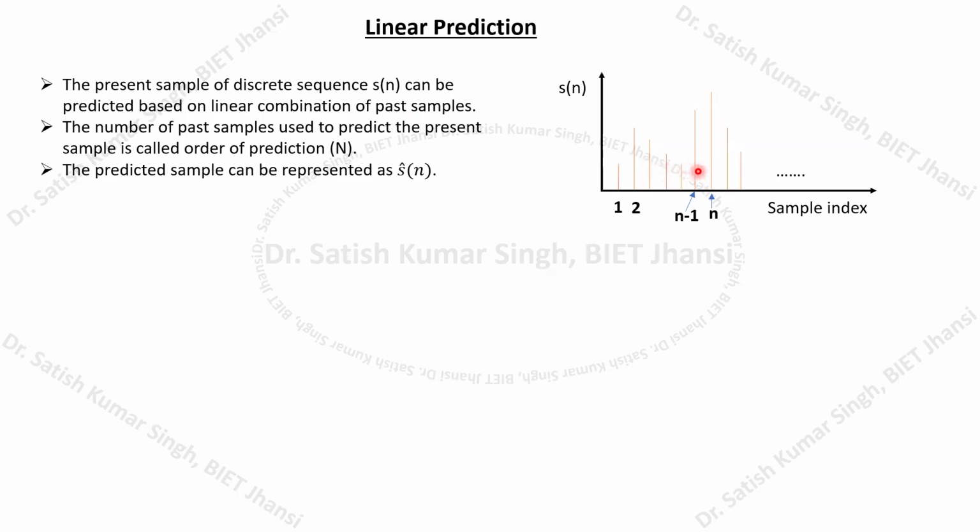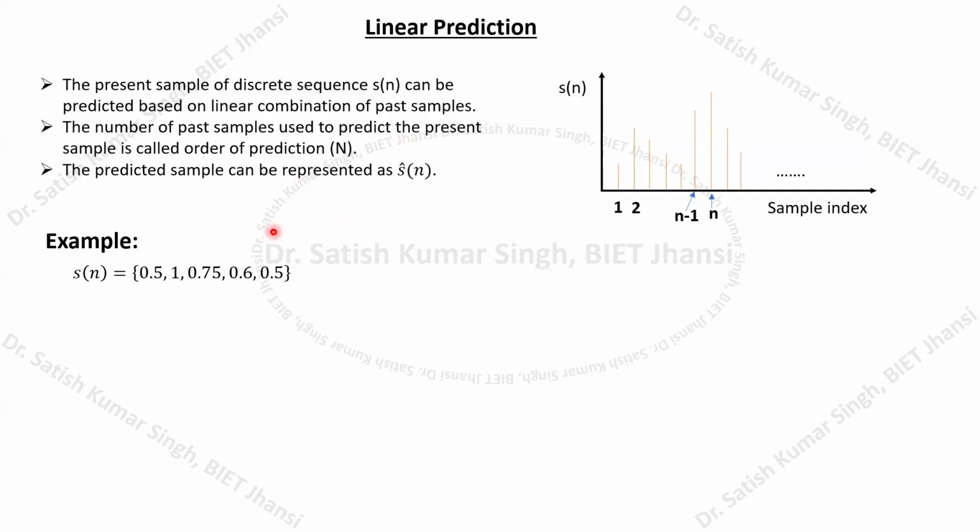So you can use any number of samples to predict the present sample. Basically, the number of past samples that we use to predict the present sample is normally called the order of prediction. In such cases, the signal that we predict will be represented by S cap n. Let's try to understand the same concept with a simple example.